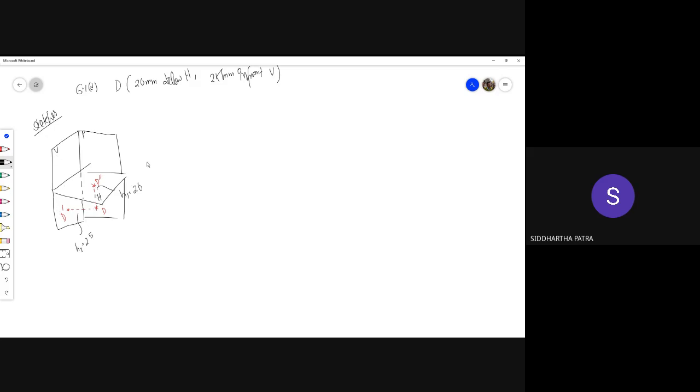So on the vertical plane, how should the projection look? For that, first let us draw the XY line. This one is a vertical plane, this one is a horizontal plane.